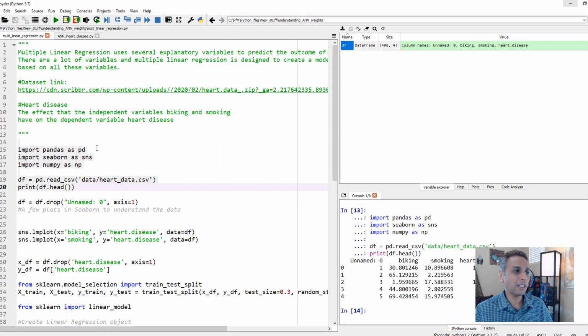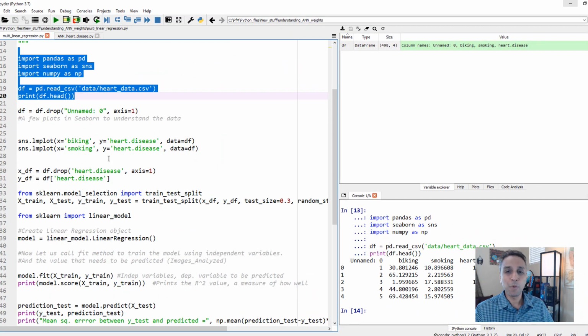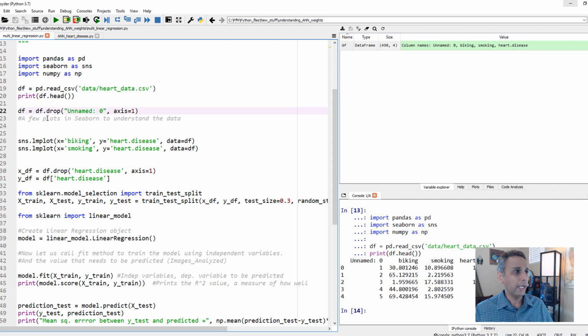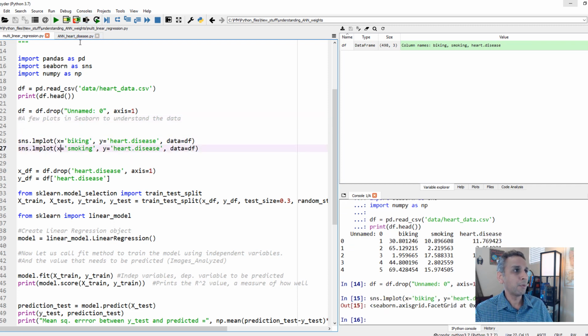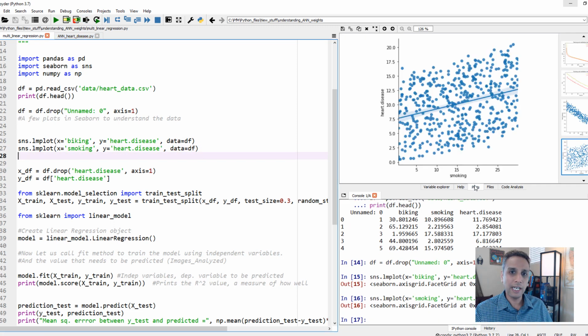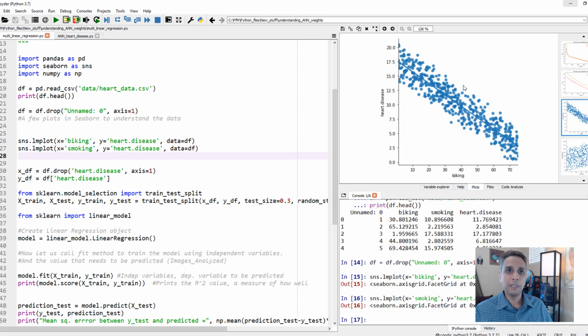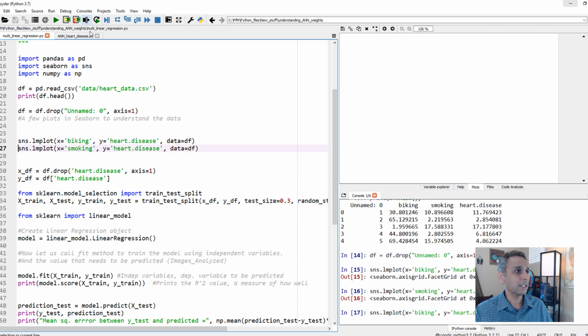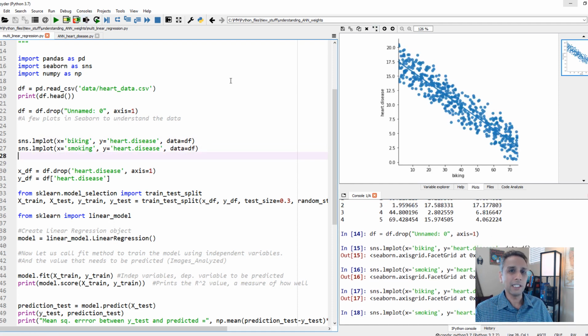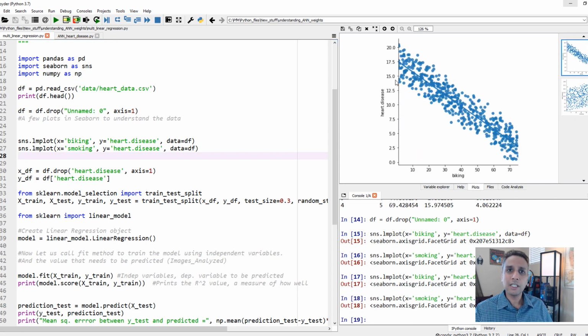So let's quickly plot these to have a look at how they look, and then let's get into the actual deal. Okay, so let's drop the unnamed 0 column like I just mentioned, and let's go ahead and plot first the biking and then the smoking, and then let's have a quick look at it. So this is the biking. In fact, let's clear all images. Sorry about that, I was testing something else. Okay, and then this. So now you can see this is the biking.